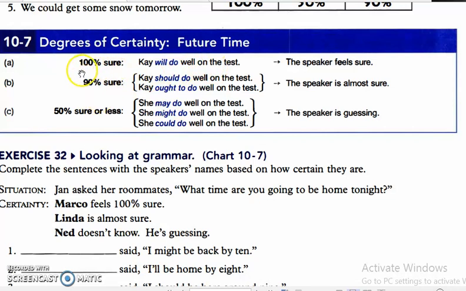But if you are around 90% sure, use should or ought to, and then verb 1. Kay should do well on the test or Kay ought to do well on the test. And then if you are only about 50% sure or less, use may, might, or could, and then verb 1. She may do well on the test, she might do well on the test, and she could do well on the test. In negative form, you just add the word not here. For 50% sure or less in positive or affirmative sentences, future time and present time have the same formula using may, might, could, and then verb 1.